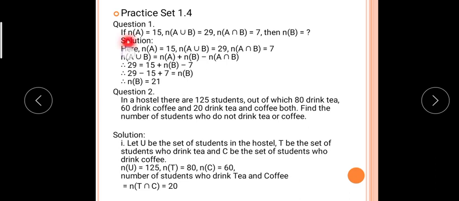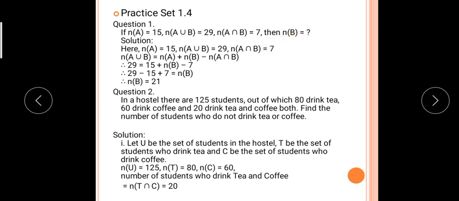Okay. Now the first example is: if n(A) is equal to 15, n(A union B) is equal to 29, n(A intersection B) is equal to 7, then what? Just listen as I explain. A is given, the union is given, the intersection is given. What do we have to find out? n(B). Meaning from 4 values, 3 values are given.